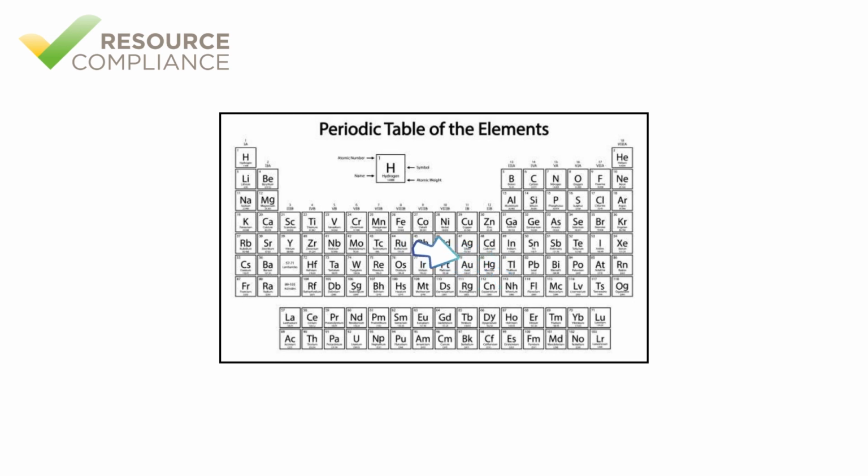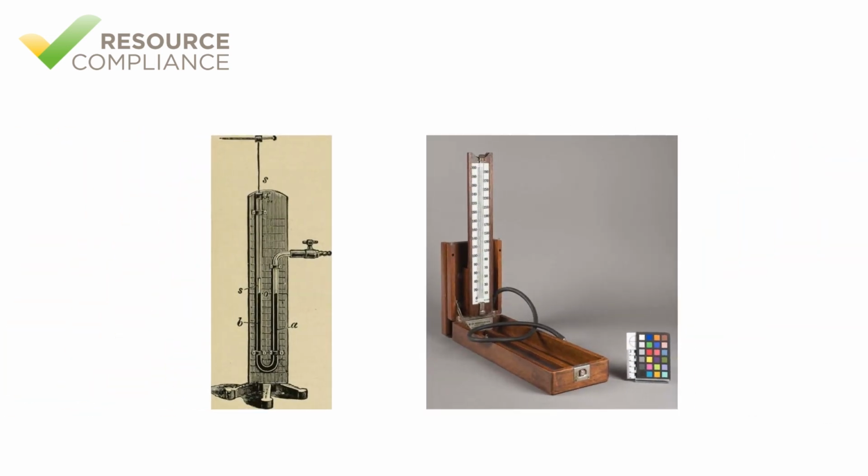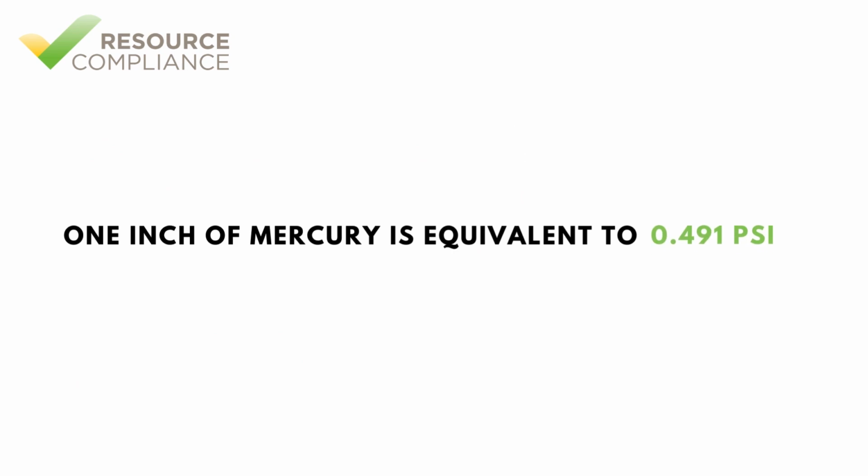The units inches Hg represents the column of liquid mercury measured in a manometer and can be easily converted to psi. 1 inch of mercury is equivalent to 0.491 psi.